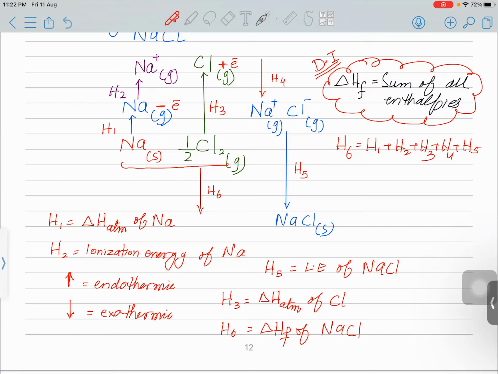Okay. Now the next DI is how to find the atomization of non-metals. This one is a non-metal. How to find the H3? Sometimes H3 is not given in the exam. So how to find H3, the atomization of chlorine?